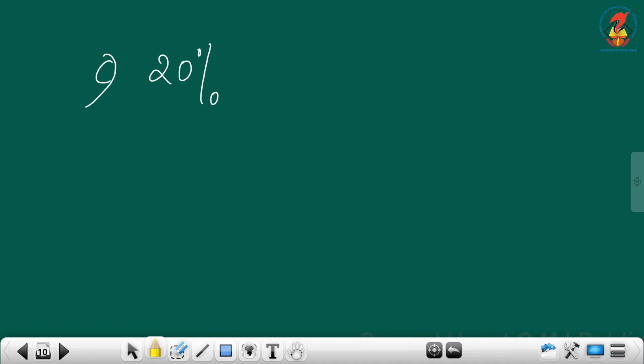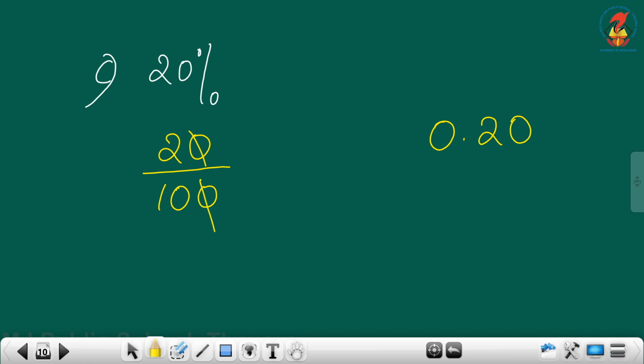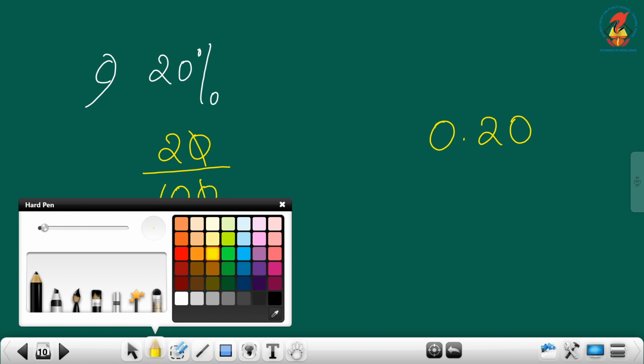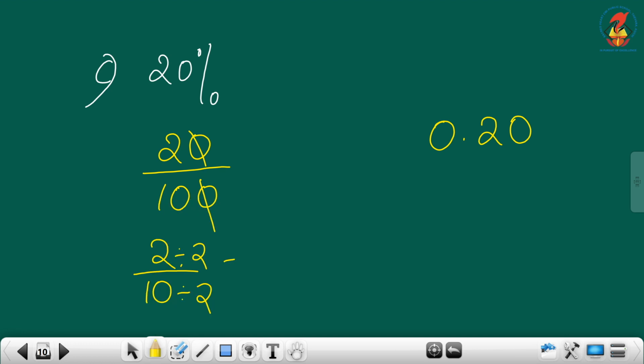Now do the next question, 20%. 20% means 20 into 1 by 100, that means 20 by 100. So what is the decimal part? 0.20. And find out the lowest term of the fraction, 2 by 10. Divide the numerator and denominator by 2. What answer you will get? It is equal to 1 by 5. I hope these answers are clear.